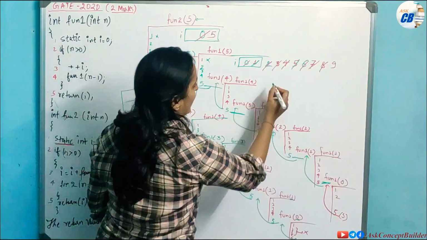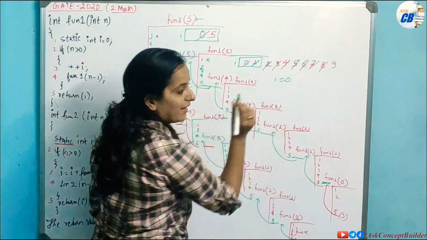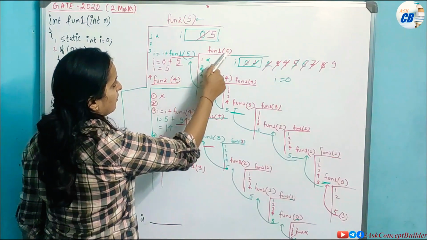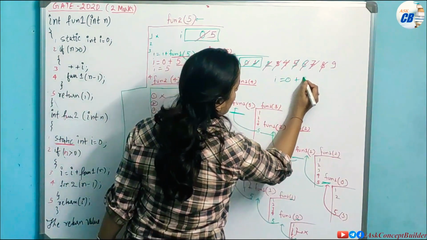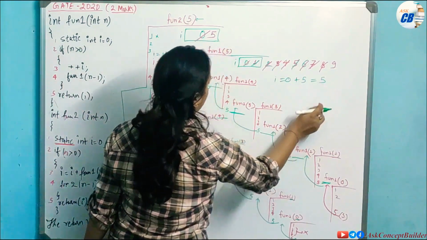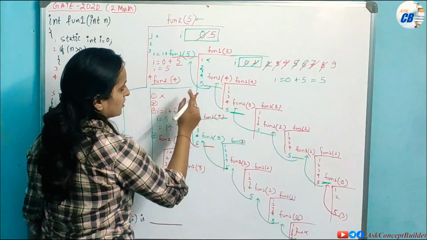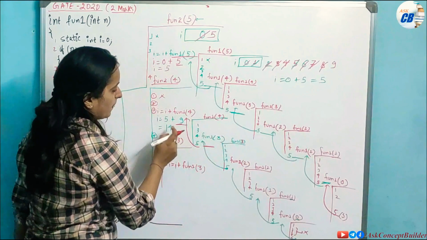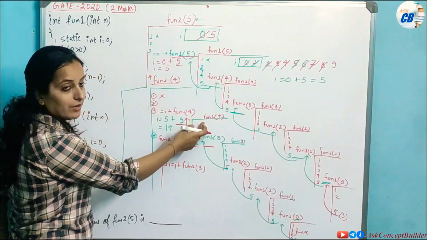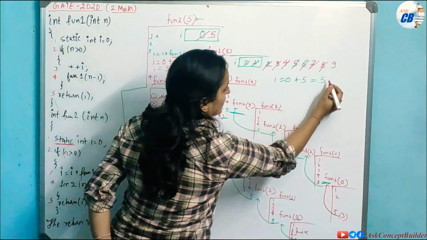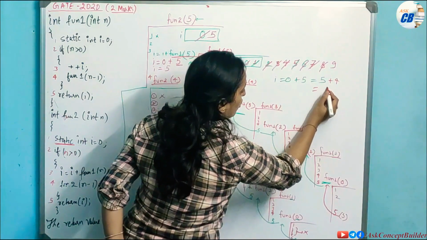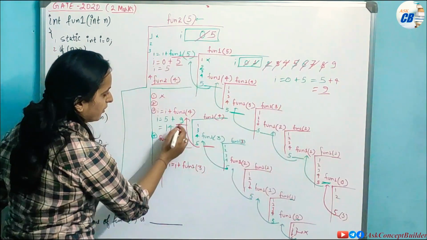See, first of all your I value was 0. We passed fun1 5, meaning we passed the 5 value, and we got 5 written back here. Okay, in the next function our I was 5 only, and in fun1 with n equals 4, we passed 4 here. So we have 5 plus 4, and we got 9 written back.